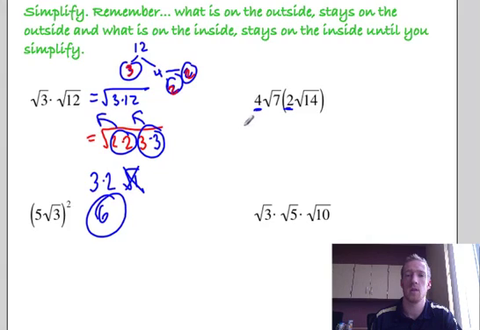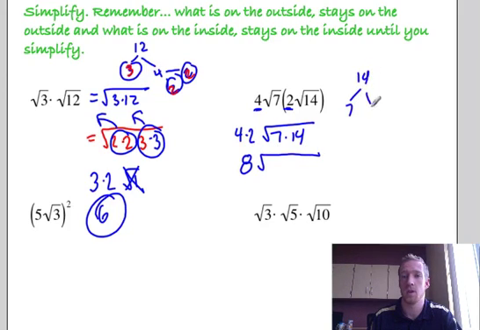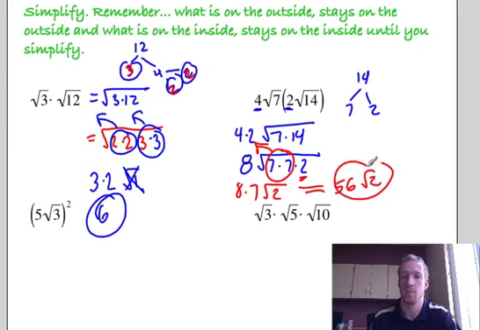So 4 root 7 times 2 root 14. Multiply what's on the outside. That's 4 times 2. And then multiply what's on the inside. 7 times 14. So 4 times 2 is 8. And then we have a 7. And then 14 is really 7 times 2. There's our pair. Take out 1. So we have 8 times 7. This is left underneath. And that gives us a 56 root 2.